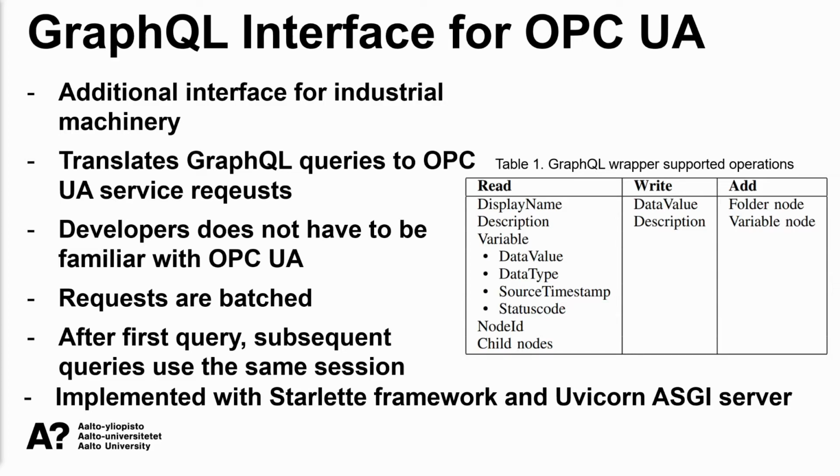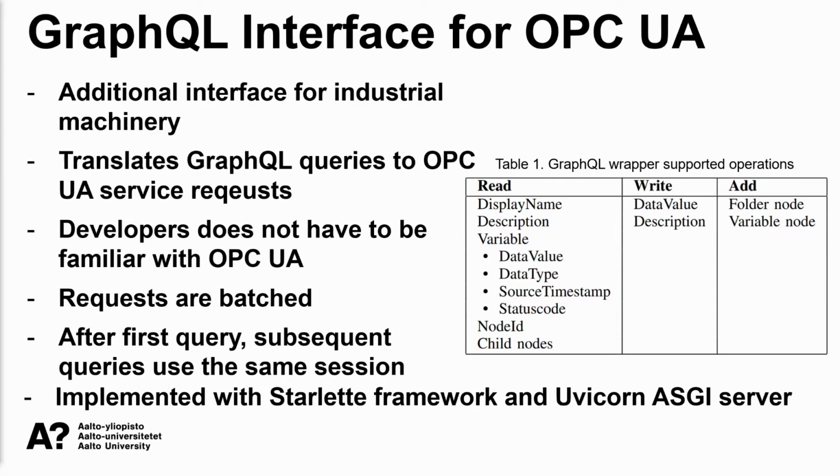So the idea of the wrapper is to provide an additional interface for industrial machinery, in our case an overhead crane. The wrapper translates GraphQL queries from clients to OPC UA service requests and forwards them to the OPC UA server. The response from the server is also translated to GraphQL and passed to the client. Thus, developers have to be familiar with only GraphQL, not with OPC UA. The currently supported operations are shown in Table 1.